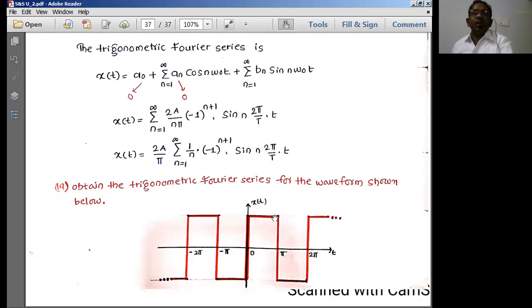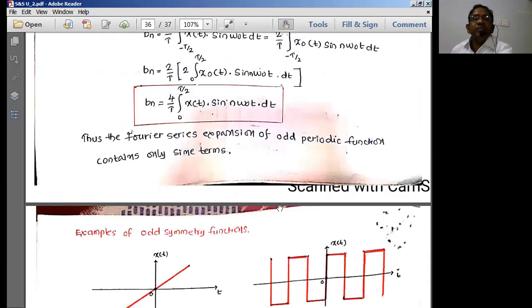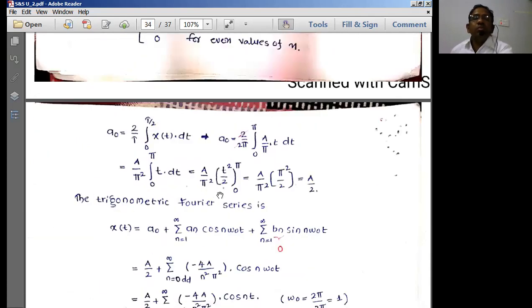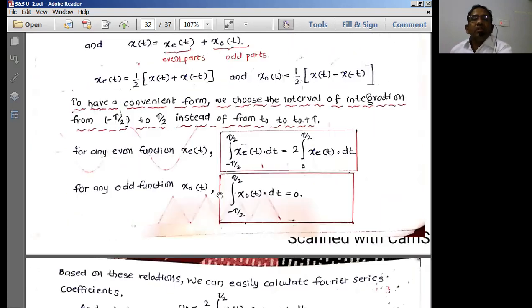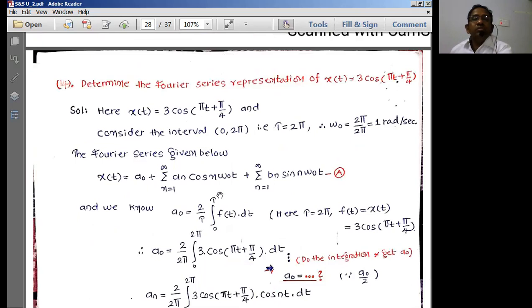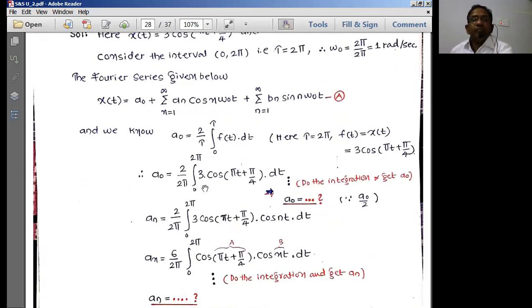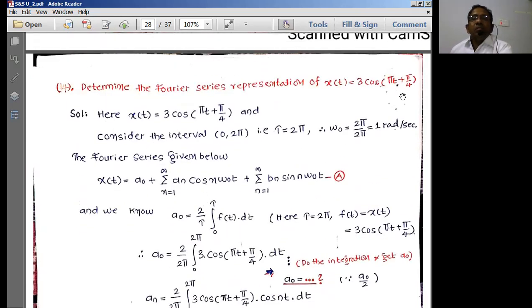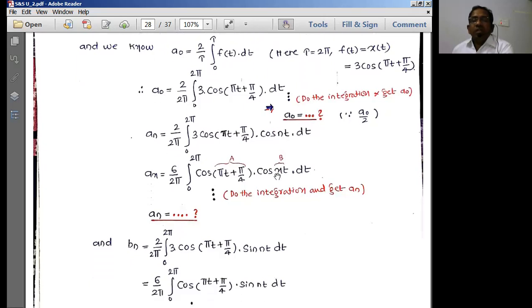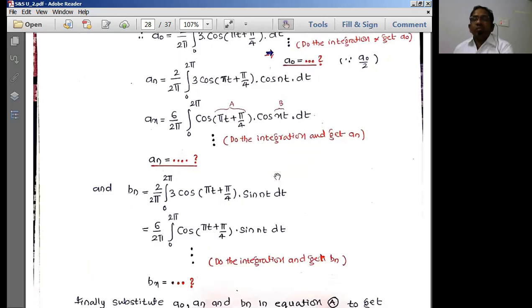So this is what we have, and you just try to solve this problem as homework by yourself, the odd symmetry problem, and one more even symmetry problem, you solve these as homework, right? And one more problem I told you to solve is going to be this one. Here the expression is given to us, the signal equation has been given to us. From this you have to find out the respective Fourier series representation of that particular signal.